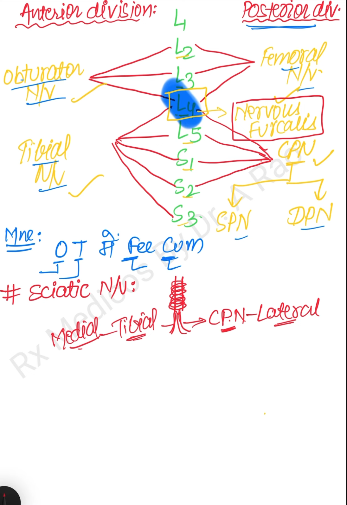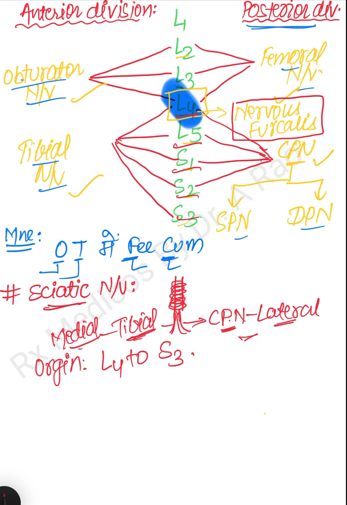Okay, and when we talk about the origin of the sciatic nerve, we do not have to mug up all these things, just see from here. It is made from the tibial nerve and the common peroneal nerve. So the origin of the tibial and common peroneal nerve will be the origin of our sciatic nerve: L4, L5, S1, S2 and S3. Basically from L4 to S3, that is the root value of the sciatic nerve.